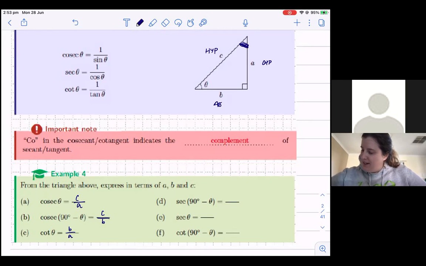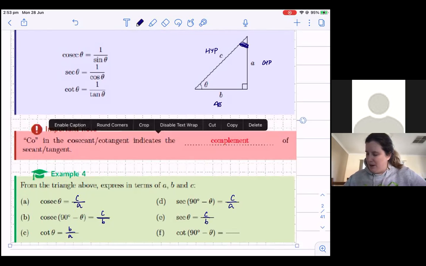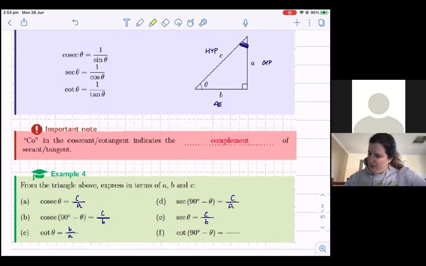Sec of 90 take theta, this time instead of being cos 90 take theta, which would be A on C, we're doing sec, so it's C on A. Sec theta, instead of cos theta would be B on C, and so it's C on B. And cot of 90 take theta, so tan of 90 take theta would be B on A, so it's A on B. And it's not letting me write A on B.